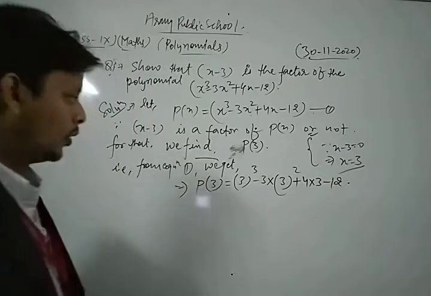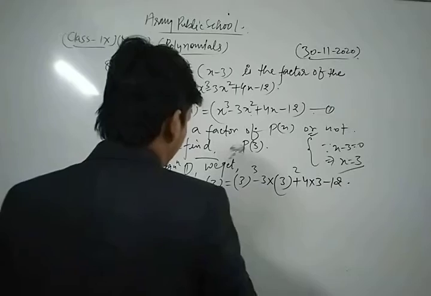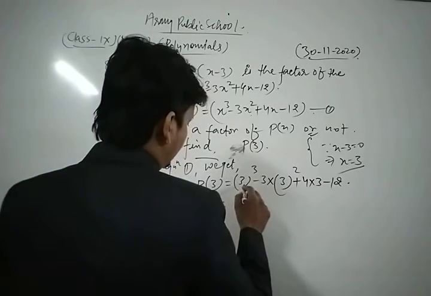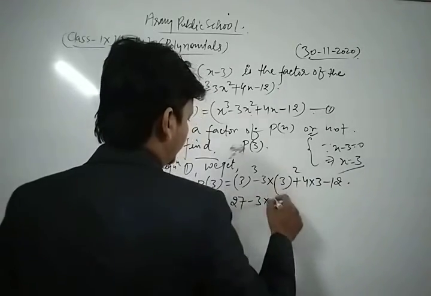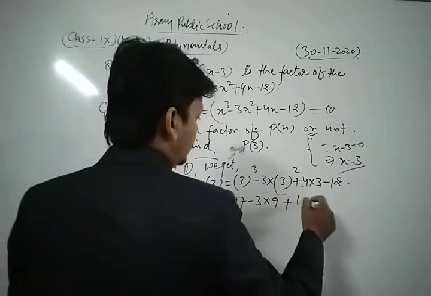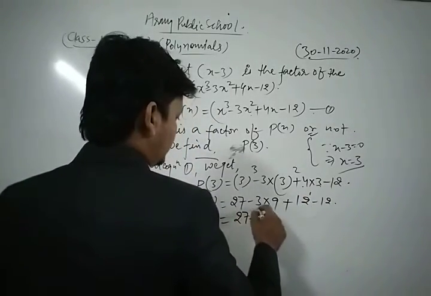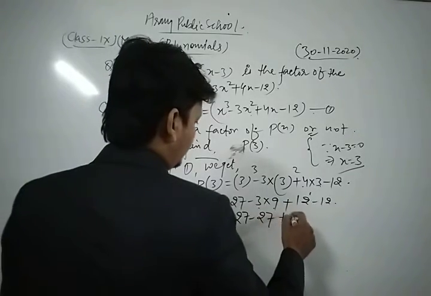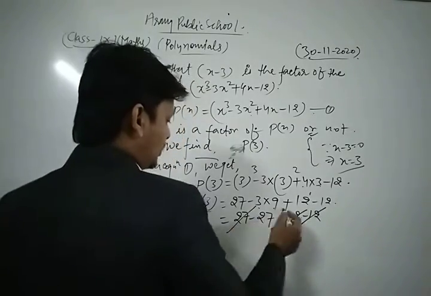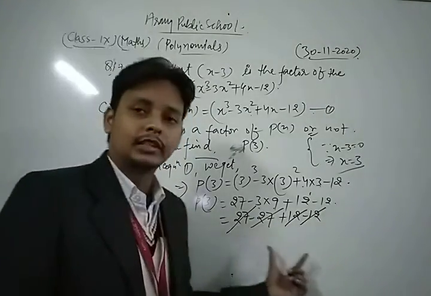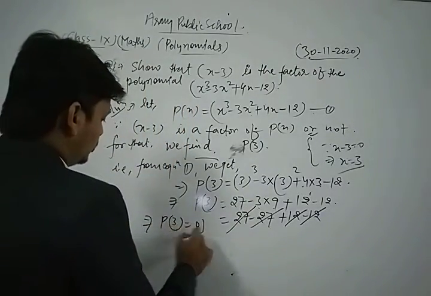Now we simplify them. Let's see what we get. P of 3 is equal to 3 threes are 9, 3 nines are 27, minus 3 into 3 threes are 9, plus 4 threes are 12, minus 12. So plus 12 and minus 12 cancel each other, and 27 minus 27 also cancel each other. So the value of P of 3 is equal to 0.